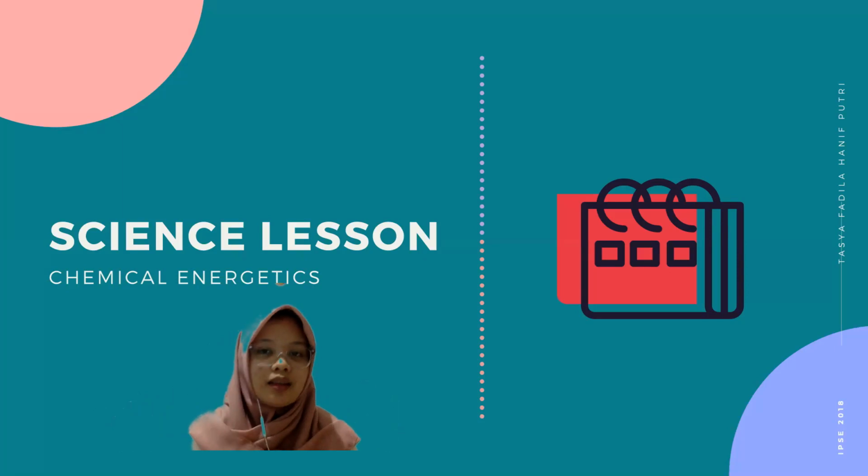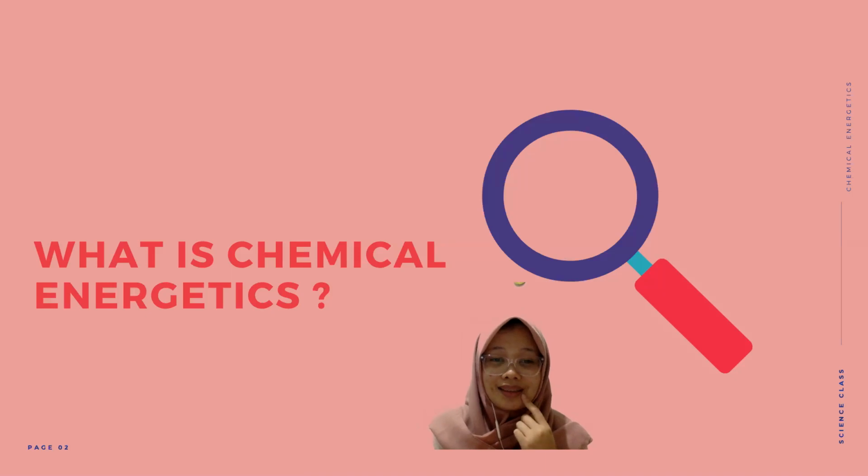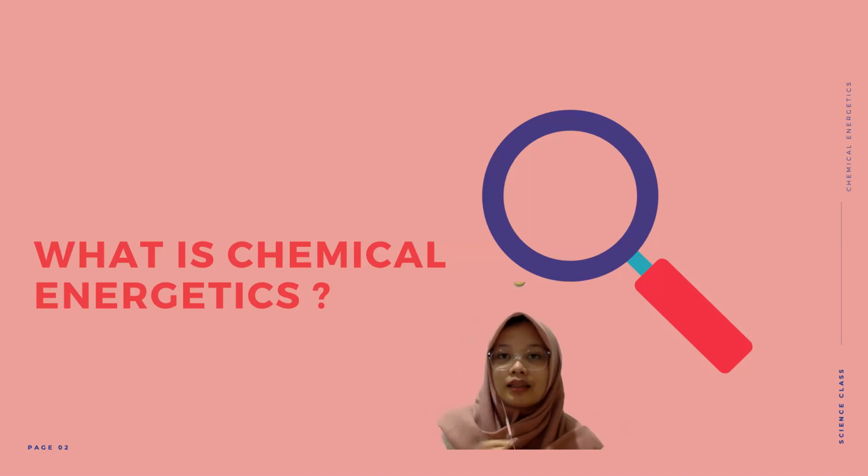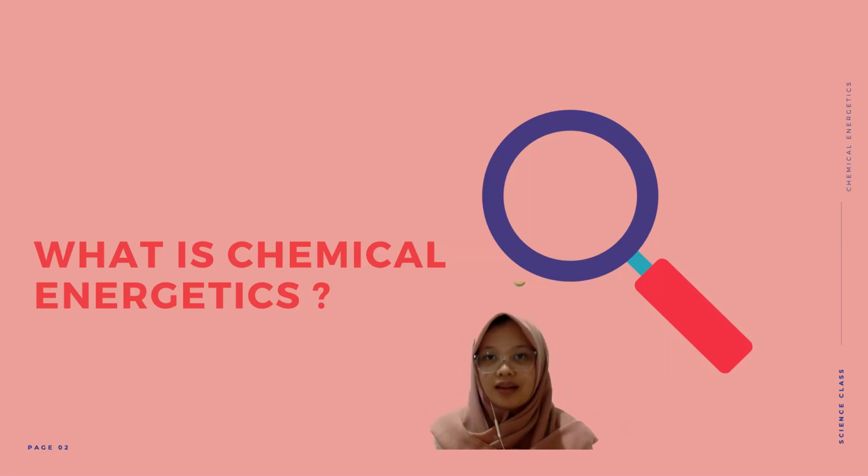In this science lesson, we will learn about chemical energetics. What is chemical energetics? Chemical energetics means that some chemical reactions need heat to be involved in the process and become some product. That means chemical energetics is a chemical reaction that needs heat to help the reaction and become some product.